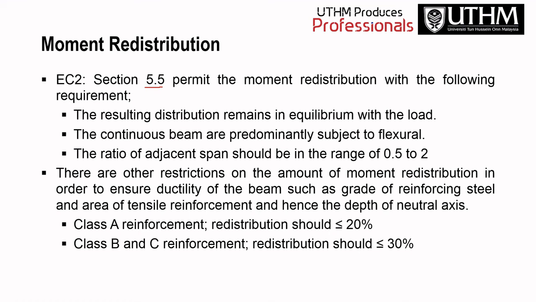First, the resulting distribution remains in equilibrium with the load. The continuous beam is predominantly subject to flexure, and the ratio of adjacent spans should be in the range of 0.5 to 2. There are other restrictions on the amount of moment redistribution in order to ensure the ductility of the beam, such as the grade of reinforcing steel and the area of tensile reinforcement, and hence the depth of the neutral axis. For class A reinforcement, redistribution is less than 20%. For class B or C, redistribution should be less than or equal to 30%.